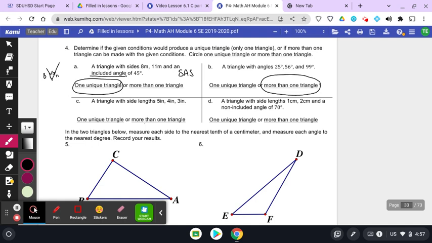For C, you should have got one unique triangle because here I see side information. On the next one, we have a non-included angle. That's side angle information. That means we have a swinging side. It can go in two places, so that would be more than one.